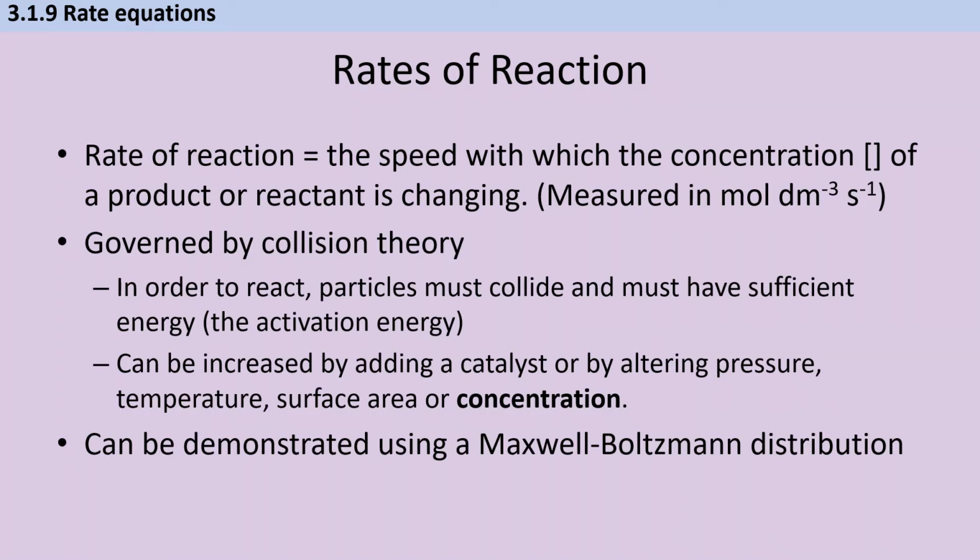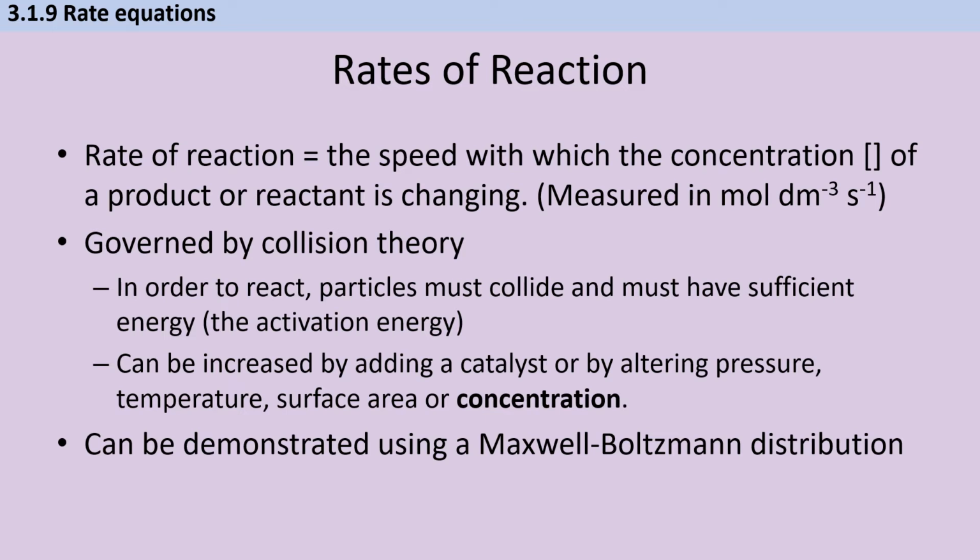Before we do anything new, let's just recap what you should already know. So the rate of reaction is the speed with which the concentration of either a product or a reactant is changing. And at A level, we've started using square brackets to show we mean concentration. The rate is going to be measured in moles per decimetre cubed per second because concentration is measured in moles per decimetre cubed, and then you're doing the change in concentration divided by the change in time, which of course is measured in seconds. And we're using superscripts to allow us to do this all in one line rather than writing it as a fraction.